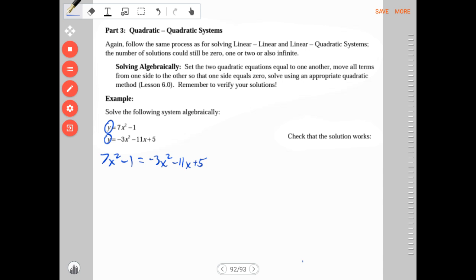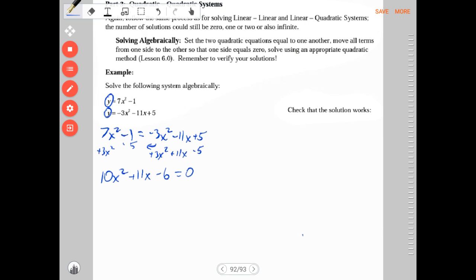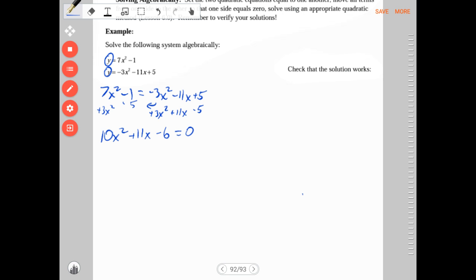So now we just move stuff over. In this case, I'm going to move everything this way because I want a positive x squared. That's not crucial, but it makes the rules for factoring the trinomial better. So plus 3x squared, that's going to be 10x squared, plus 11x, and then minus 5, so minus 6 equals 0. So there's our quadratic that we solve.